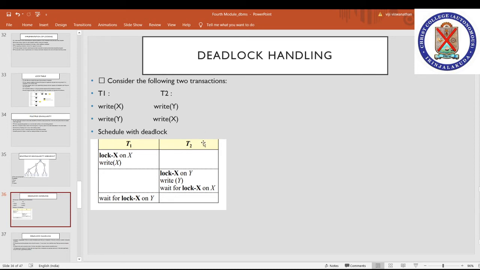Consider this transaction schedule. This is a transaction with a deadlock, as T1 is waiting for Y and T2 is waiting for X, and T1 has an exclusive lock on X and T2 has an exclusive lock on Y. So this is a deadlock situation.